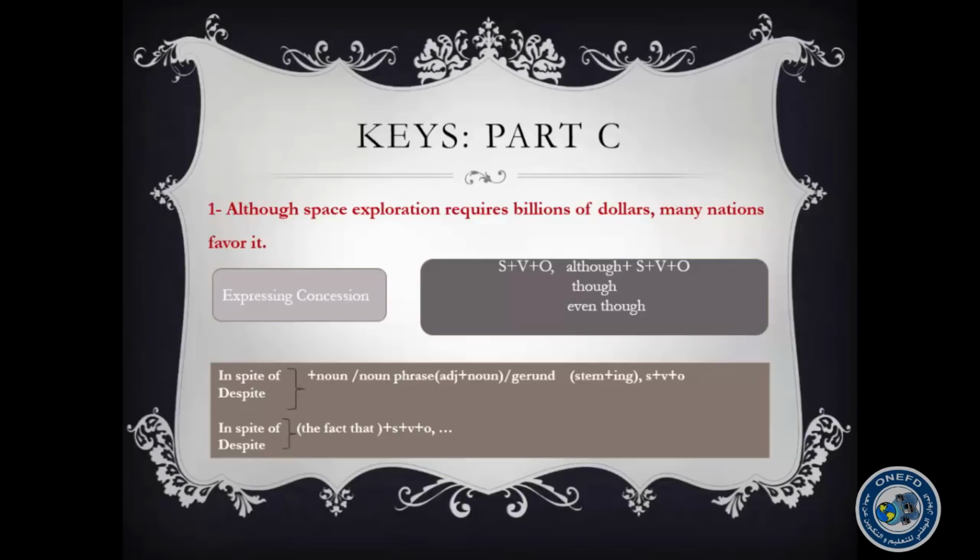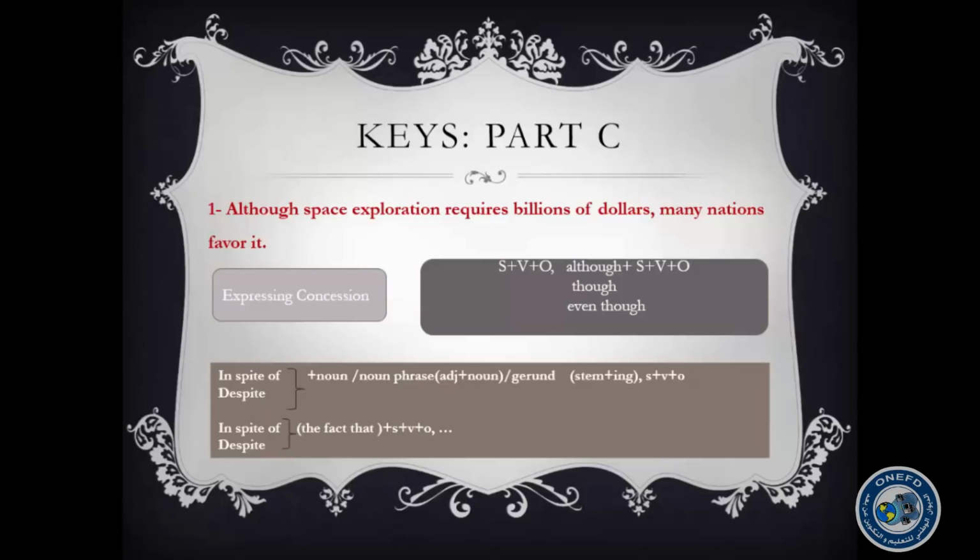And we can use another example with the same connector. In spite of requiring billions of dollars, many nations favor space exploration. So what did I say? Let's revise. I said we can use in spite of. I gave you two examples. The first example is in spite of space exploration requiring billions of dollars, many nations favor it. And the second example is in spite of requiring billions of dollars, many nations favor space exploration. So the first example is false, and the second example is correct. When you use in spite of plus gerund, you have to start with the gerund, not with a noun, okay? Pay careful attention to the mistake, okay?